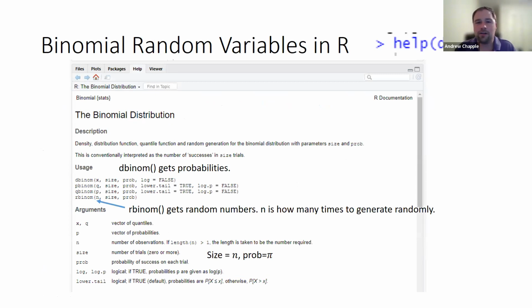So how do we do binomial random variables in R? Obviously, I can sit here all day and flip a bunch of coins, but it might take me a long time. Instead, I can use R to do a lot of coin flips for me. Here's the help menu for rbinom, or dbinom. rbinom is a function that gives you random numbers. n is the number of observations to generate randomly. Size is the number of trials, so the number of flips, which was n on the previous slide. And prob is that pi.